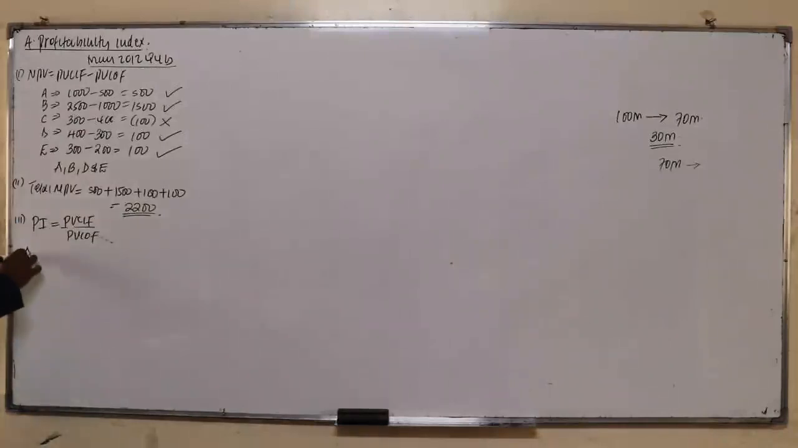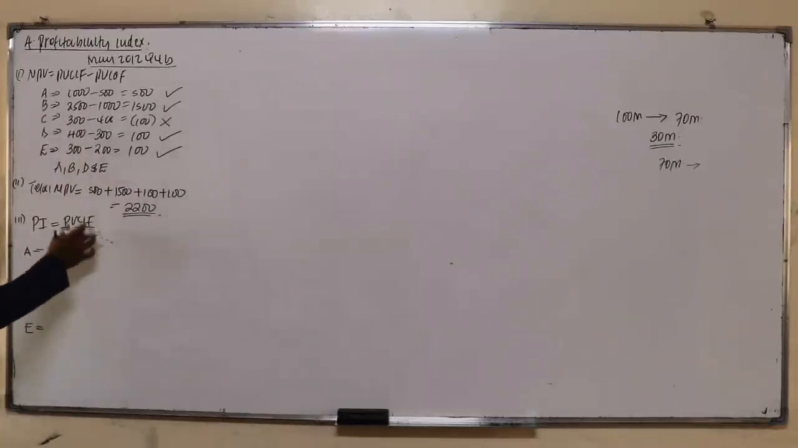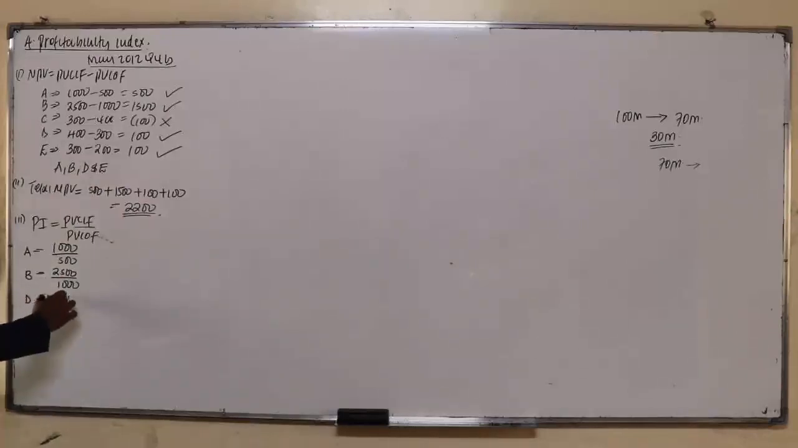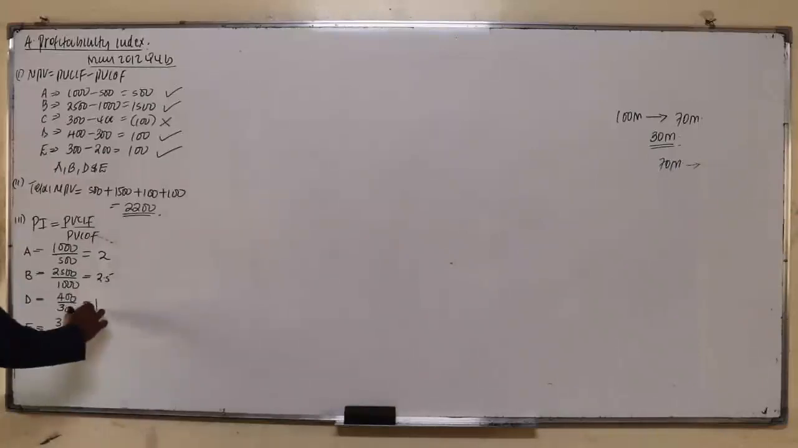So we have project A, project B, project D, project E. You don't factor in C. C has already failed the test. Project A, you take the present value of cash inflow, which is 1,000, and divide by the present value of cash outflow, which is 500. Project B will be 25, you divide by 1,000. Project D, it's 400, you divide by 300. E is 300, you divide by 200. The first one is two. We have 2.5, four over three is 1.3, and we have 1.5.